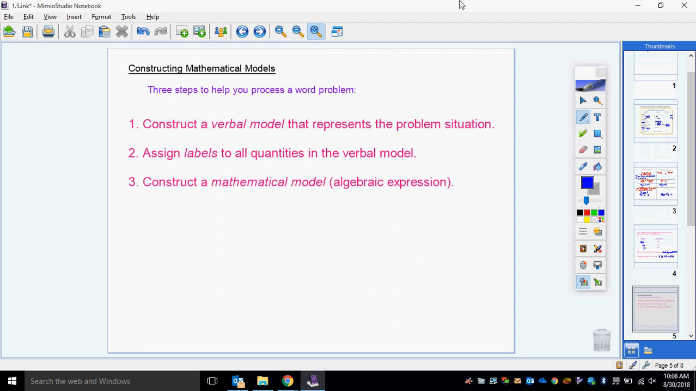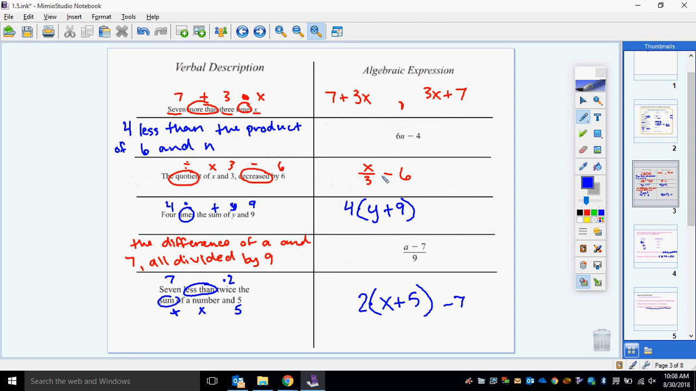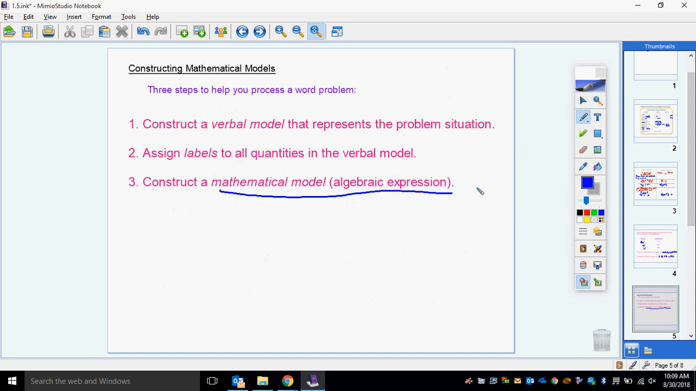Next, we're going to be constructing a mathematical model. And a mathematical model is just an algebraic expression. An algebraic expression is like the things in this column here. They have a variable, a number, and an operation. In order to do that, I outlined a couple steps that might help you, or what the book does. The book constructs a verbal model. So in English, in words, represent the problem or the situation. And then we're going to assign labels to all quantities in that verbal model. So labels could be numbers, it could be letters. And then finally, our algebraic expression will pop up.